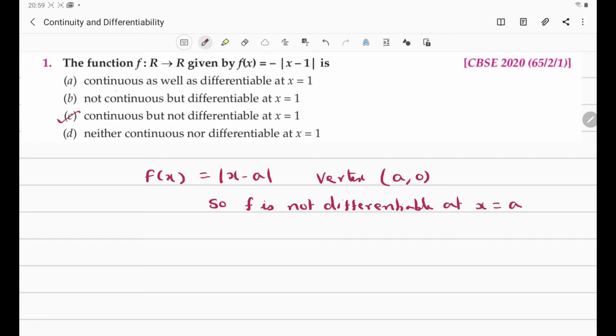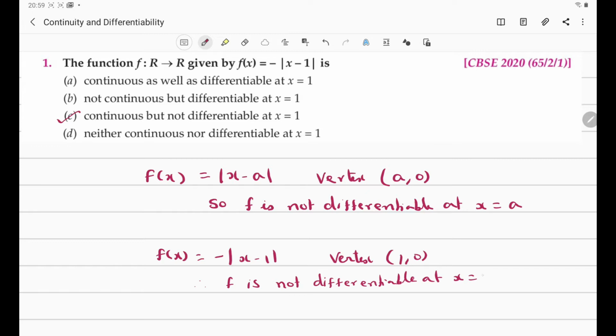So, in this question it is given f of x is equal to minus of modulus of x minus 1. So, the vertex is 1 comma 0. On putting x minus 1 to 0 we get x equal to 1. Therefore, we say that f is not differentiable at x equal to 1. So, the right answer will be continuous but not differentiable at x equal to 1. So, option C is the right choice.